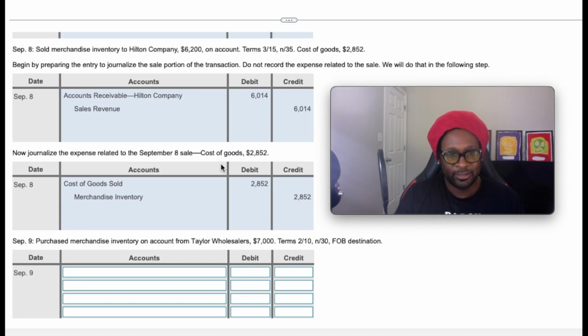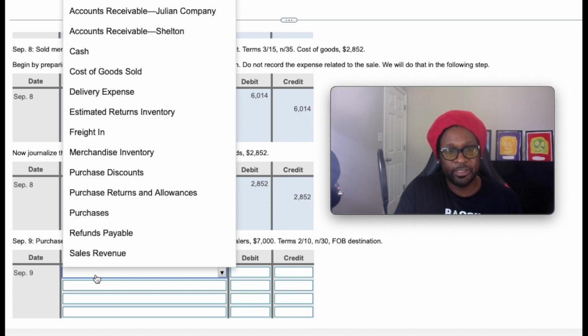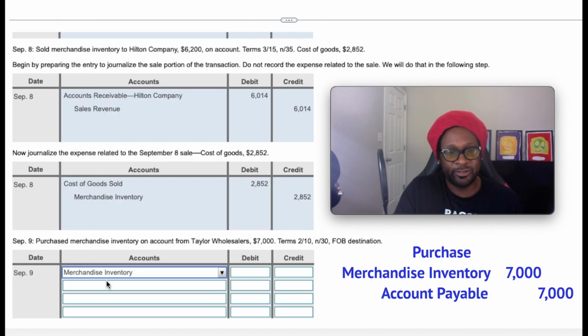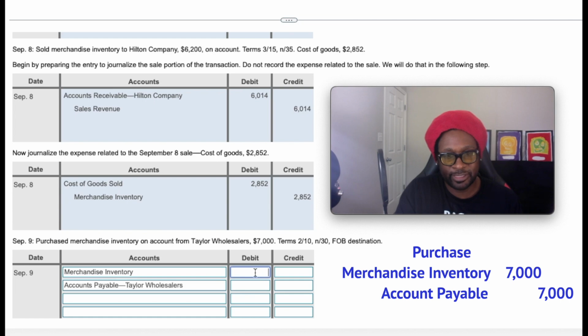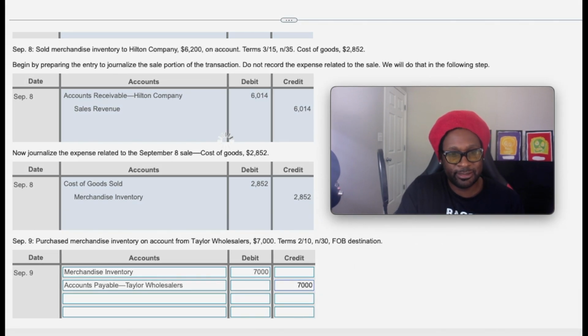Well done. September 9th, purchase merchandise inventory on account from Taylor, $7,000, 2/10 net 30, FOB destination. Okay, gang, we're now back on the purchasing side. We're buying from Taylor this time for $7,000 on account. So we're going to debit merchandise inventory and credit accounts payable Taylor for the $7,000. We're going to check our answer.